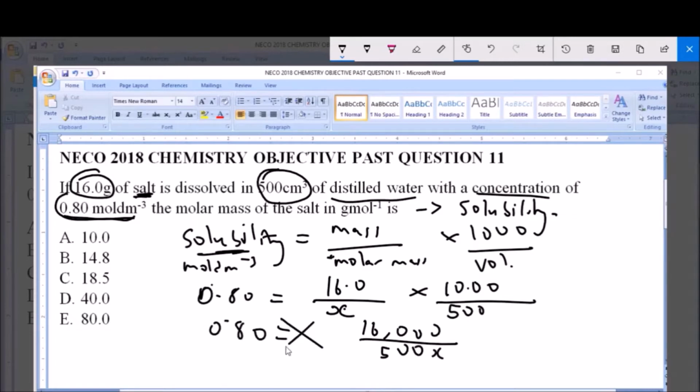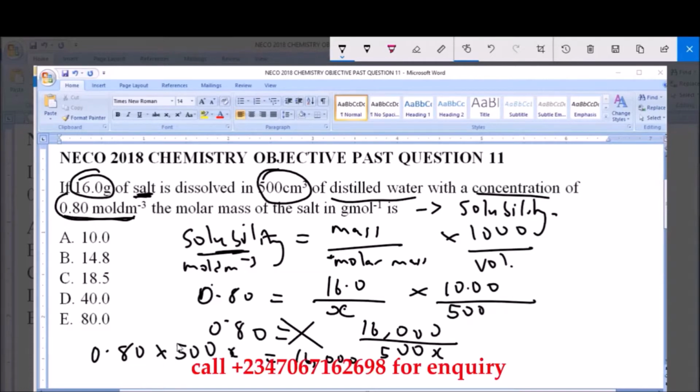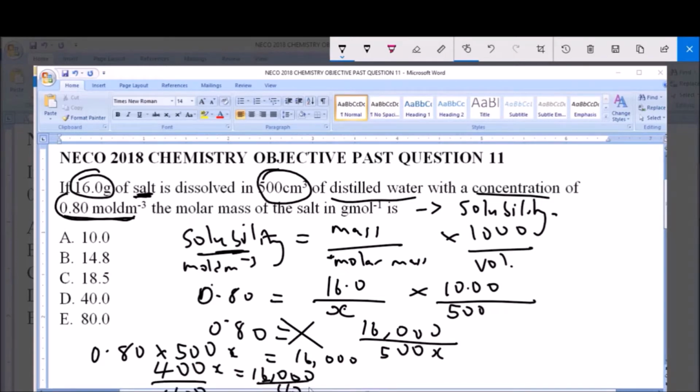So what we do now is to cross multiply, and when we do that, we'll have 0.80 times 500 x is equal to 16,000. Now 0.80 times 500 x is 400 x, equal to 16,000. Now divide both sides by 400. So 16,000 divided by 400 is equal to 40.0, so x is 40.0. That is option D. So option D, 40.0, is the molar mass of the salt in grams per mole.